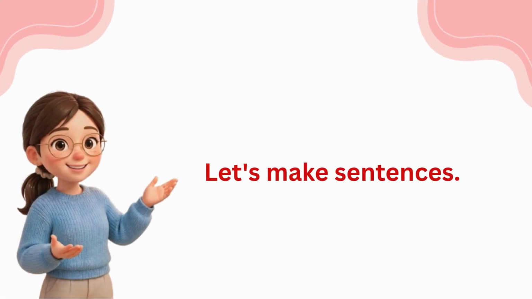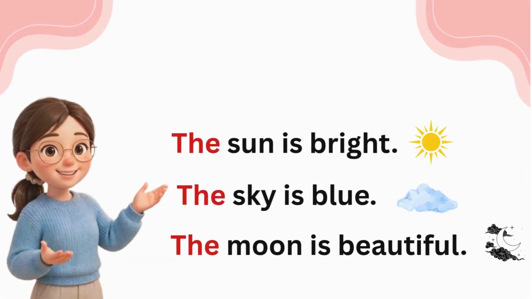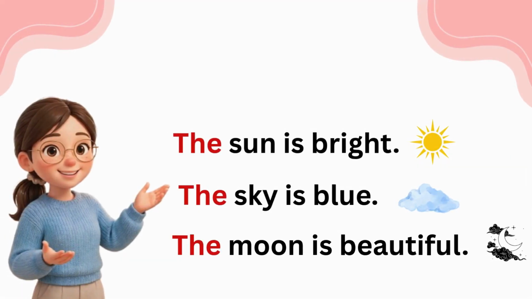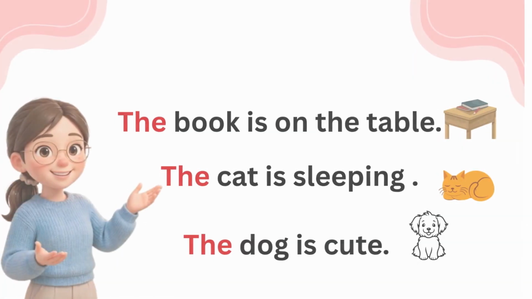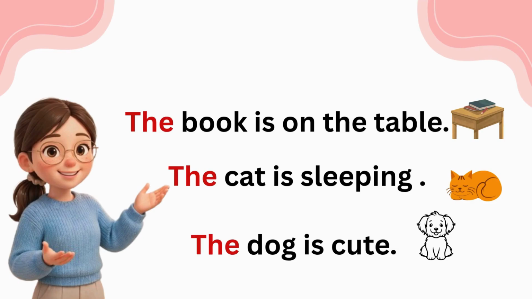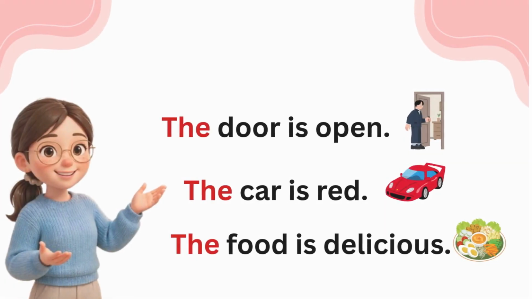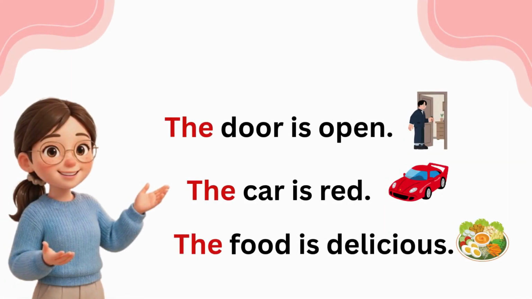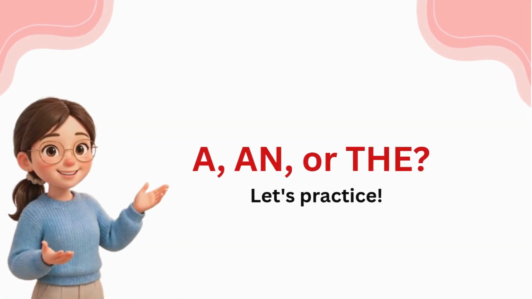Let's make sentences. The sun is bright. The sky is blue. The moon is beautiful. The book is on the table. The cat is sleeping. The dog is cute. The door is open. The car is red. The food is delicious.